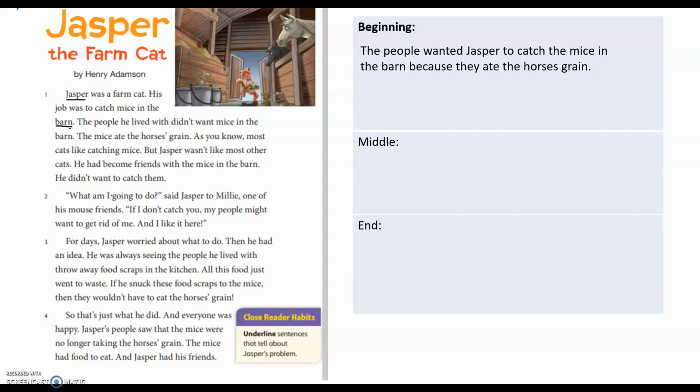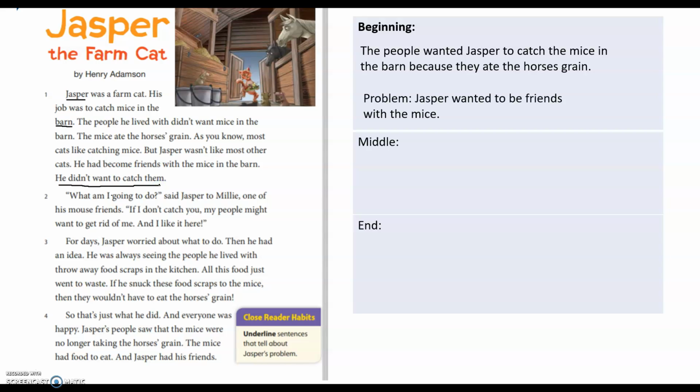So at the beginning of the story, the people wanted Jasper to catch the mice in the barn because they were eating the horse's grain. What's Jasper's problem at the beginning of the story? Jasper didn't want to catch the mice.